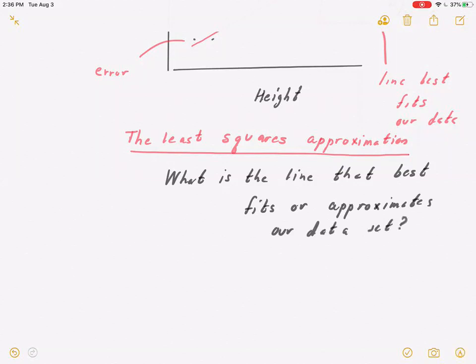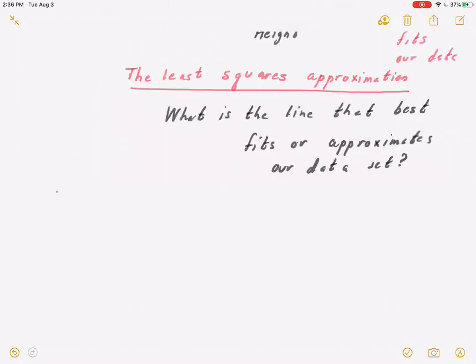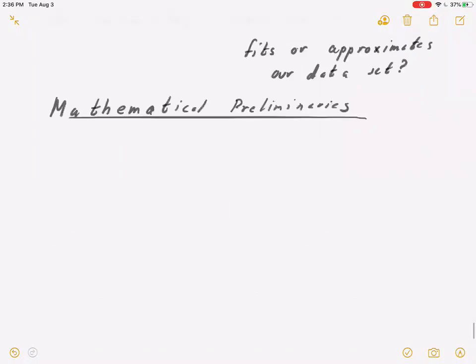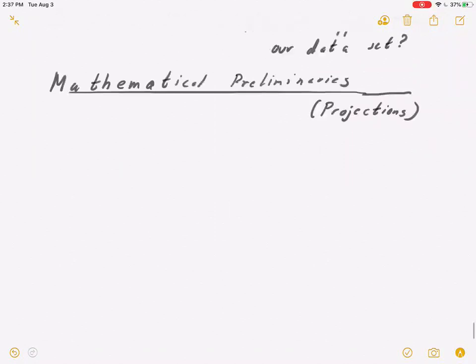Okay, so in order to see how this least squares approximation works, we're going to need some mathematical preliminaries. We're going to need some tools before we jump right into the problem at hand. Okay, so one tool, and these tools are going to involve the idea of a projection. We've seen projection matrices before in this course, but we're going to come back and revisit them a little bit more.